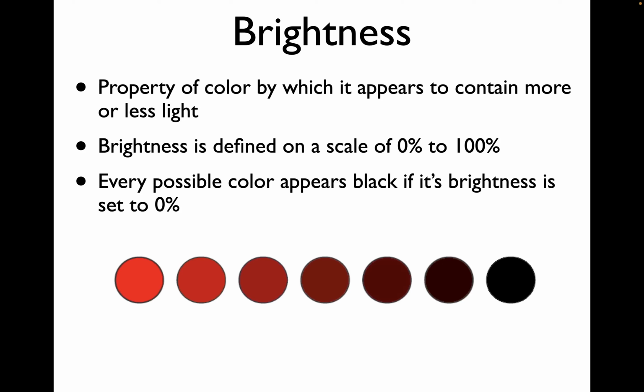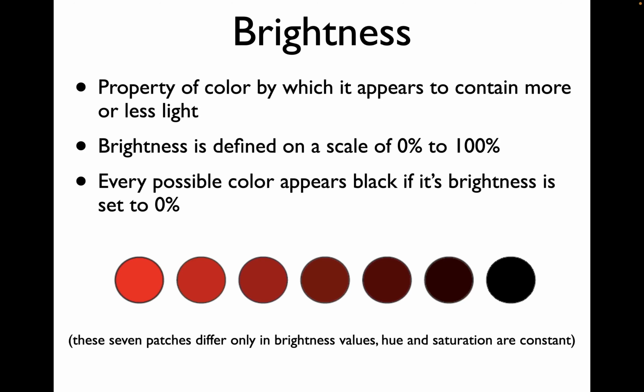Every possible color appears black if its brightness is set to 0. It does not matter what color you have. Any orange, any teal, it does not matter. If you drop the brightness down to 0, you will have what appears to be black. In this case, all 7 patches here are the exact same hue, the exact same saturation. The only thing that is changing here is the brightness.